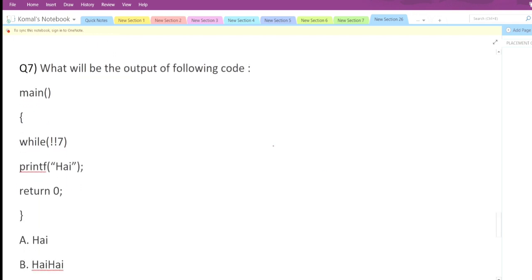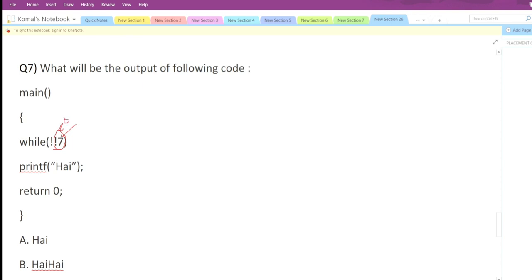What will be the output of the following code? They have given this main. Inside this main they have given one condition, while not 7, and inside that they are printing hey. Now see, any value other than 0 is considered true. So the value 7 is true. Now the not just reverses that answer. So with this not, the value of 7 will become false, that means 0.